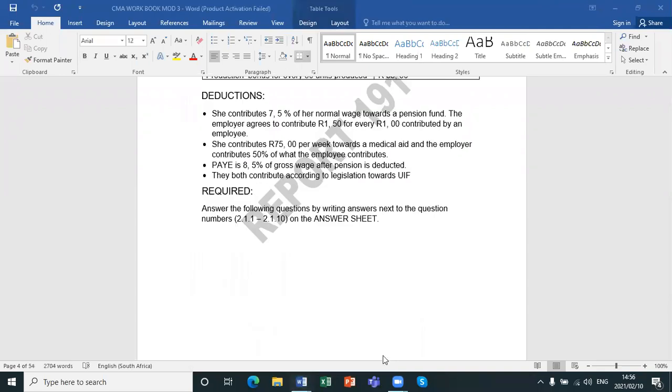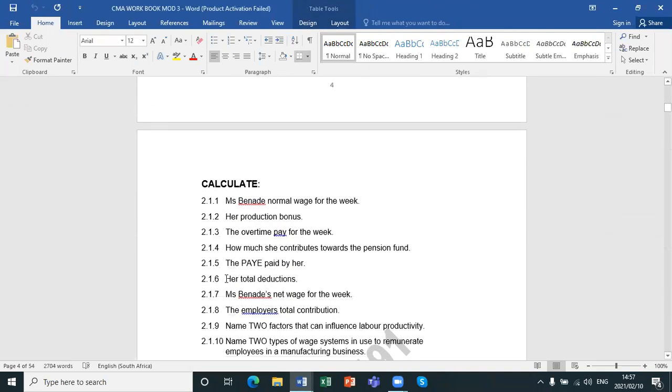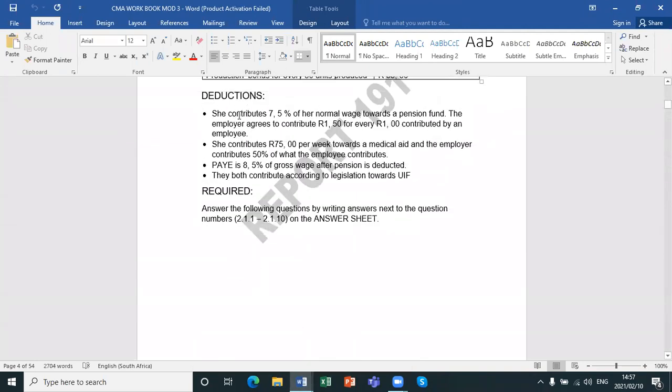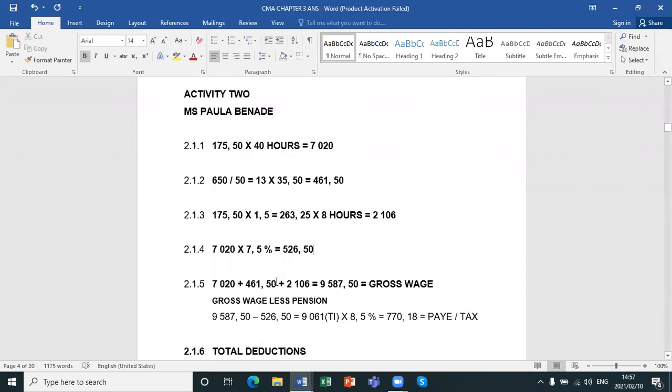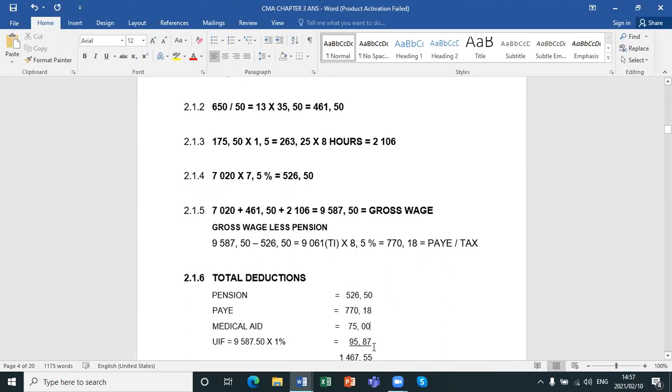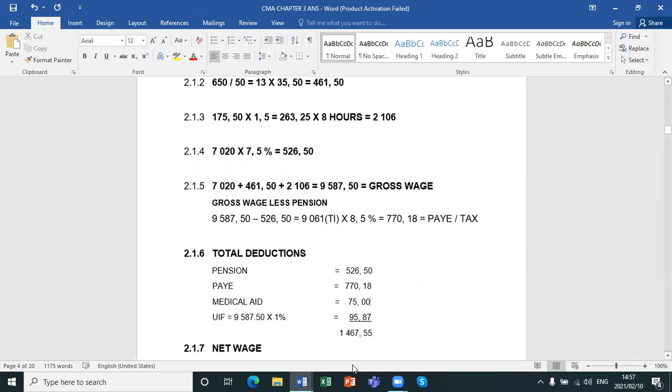Let's go to 2.1.6. What do they want us to calculate? Her total deductions. Now, what makes up her total deductions? It's pension, medical aid, her tax, and her UIF. What have we calculated? We've calculated her pension, and we've calculated her tax. So there's the pension, there's the pay as you earn, medical aid is given, and UIF we must calculate as 1% of gross wage. So there's the gross wage, 9,587 times 1%, and there are her total deductions.